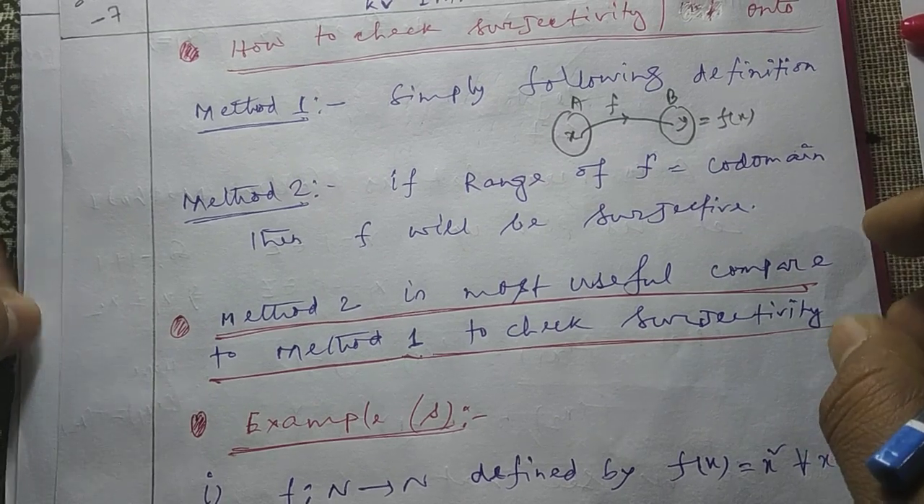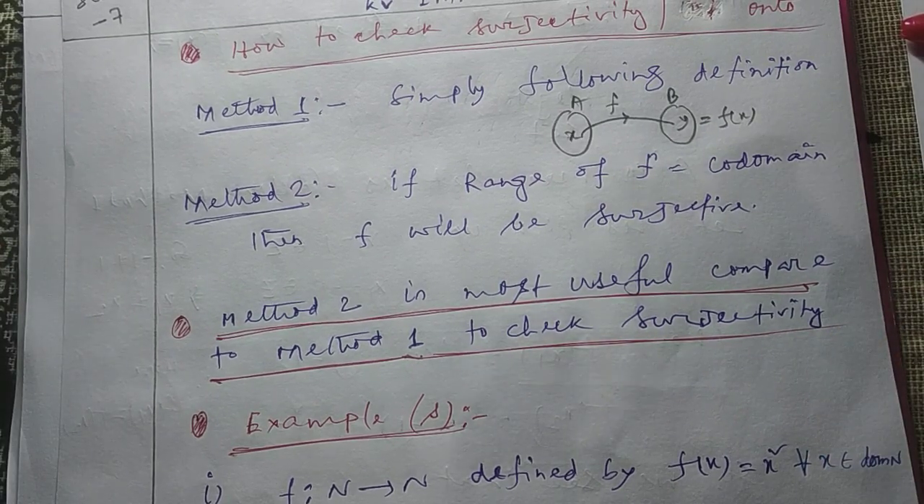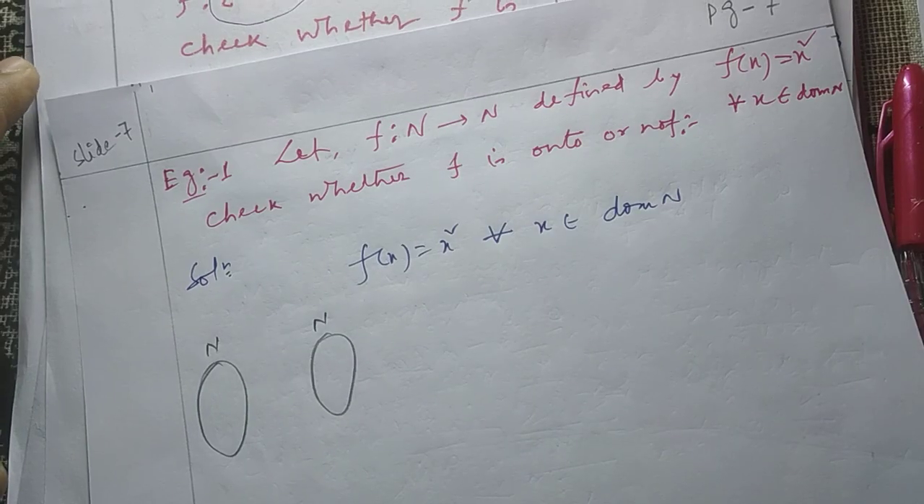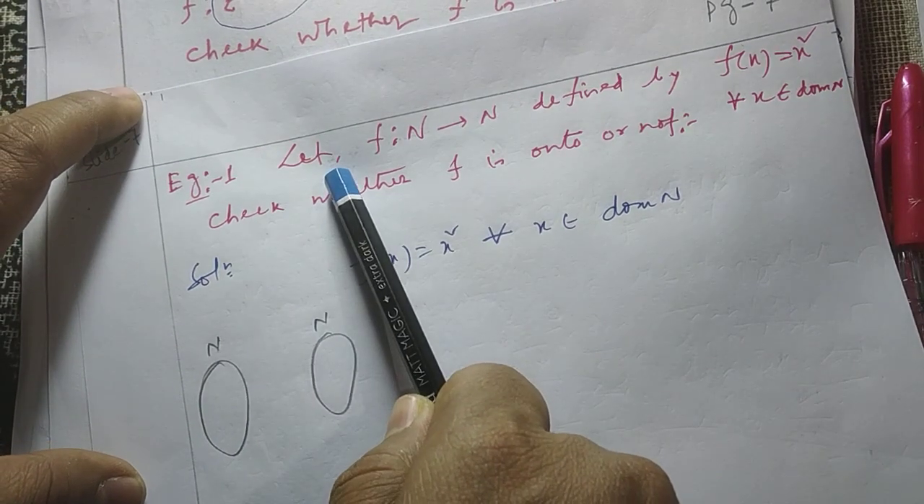We have to use method 1 or method 2 according to the nature of the problems. How to use method 1 or method 2 will be understood properly if you work out a few examples. Correct? Now let us work out some examples here. Now let us look at the first example.